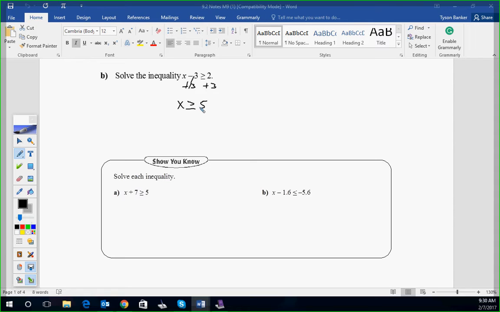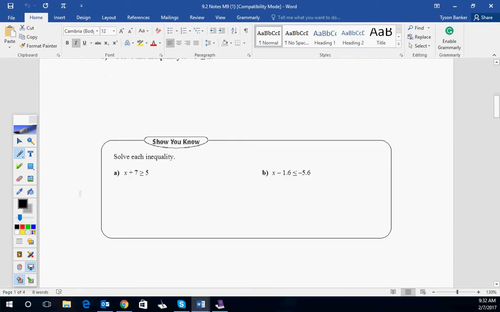All right, so here we go. x plus 7 greater than or equal to 5. Minus 7, minus 7. x greater than or equal to -2, just stays there. x minus 1.6, add 1.6, add 1.6. Don't have to flip because I added. That's going to be -4. Any questions? Pretty standard right now. All right, let's keep going here.